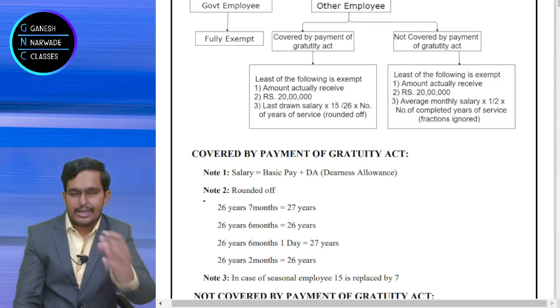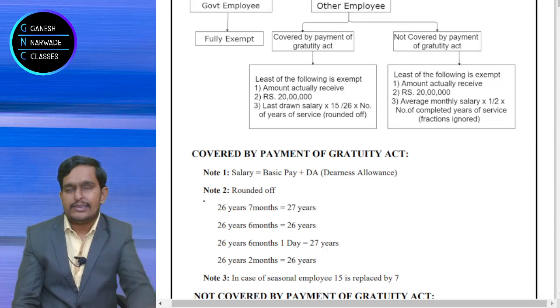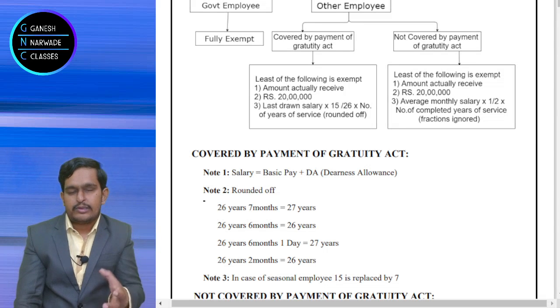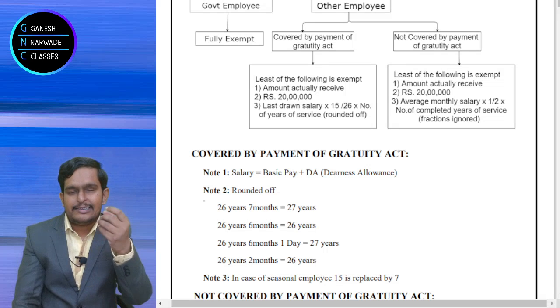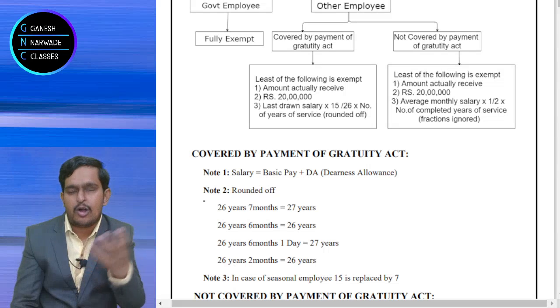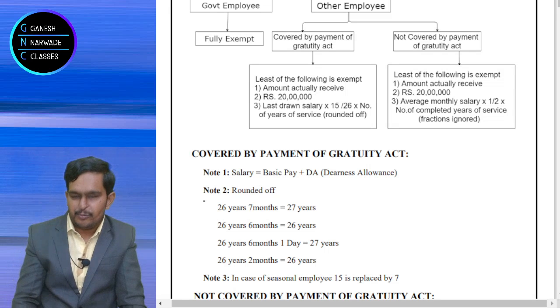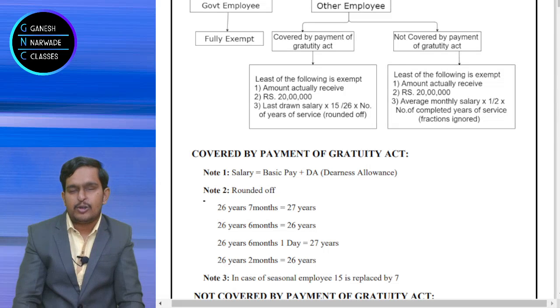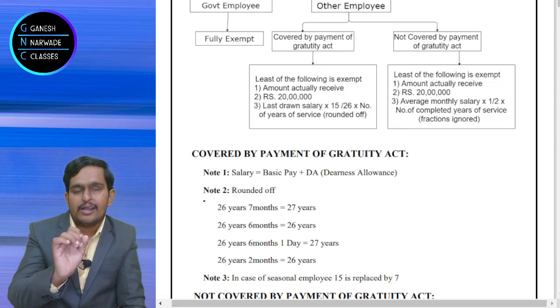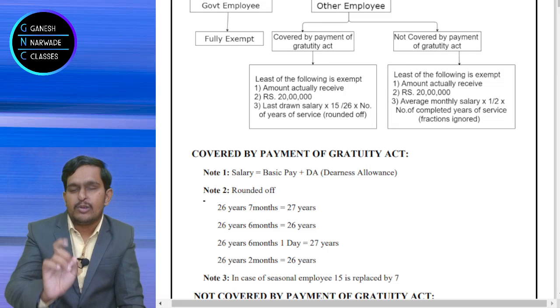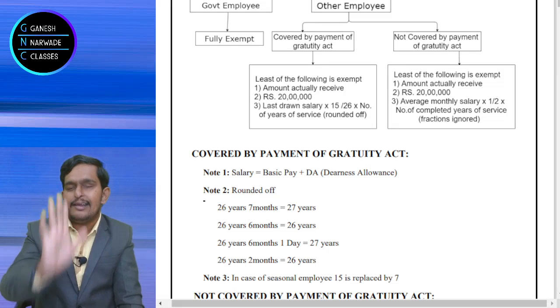So you worked 10 years, 20 years, right? After 10-20 years they want to give gratuity, but how much to give? So the employer said, okay, if you work for 1 year, at least 15 days I will give. That's how they got 15. So last drawn salary into 15 by 26 into completed years of service.